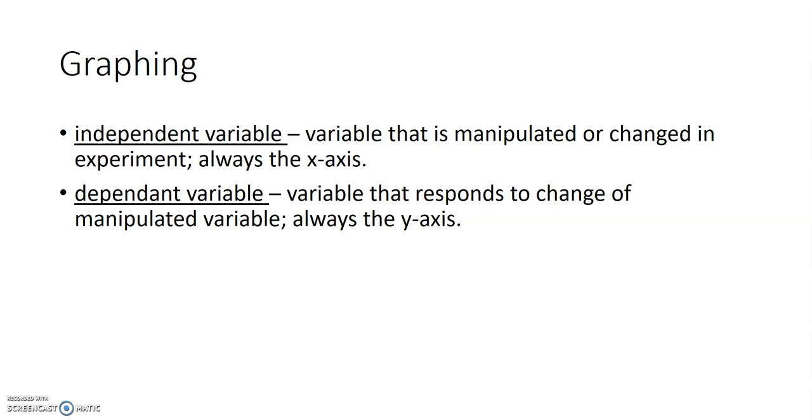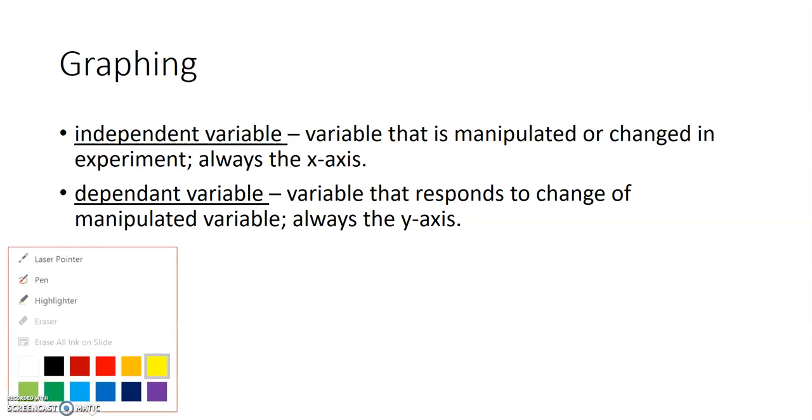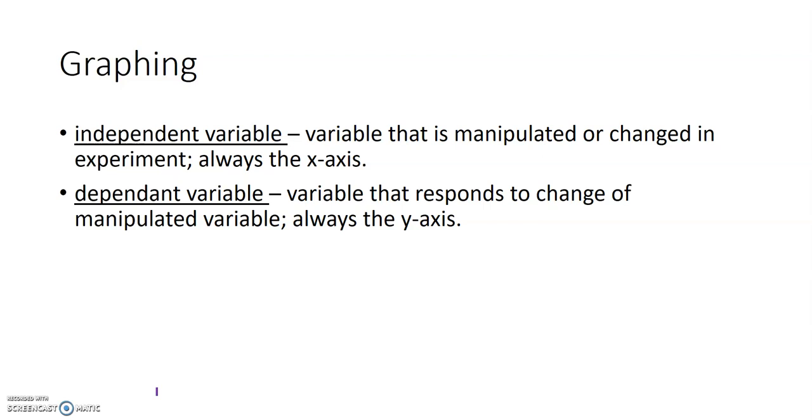So this slide just gives a more formal definition of dependent and independent variables. The independent variable is a variable that is manipulated or changed in an experiment, which lies on the x-axis or the horizontal axis. Ooh, I'm still in highlighter mode there. While the dependent variable is a response to the independent variable, always on the y-axis, which is the vertical axis.